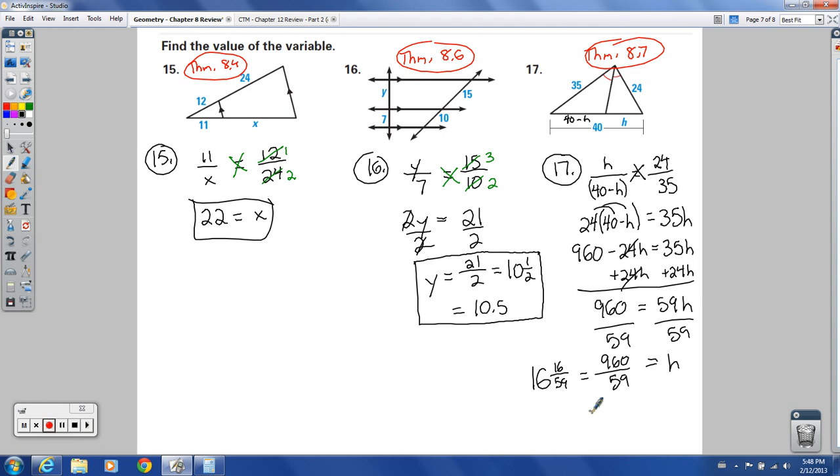If you were to write this as an approximate decimal, let's say we rounded it to 2 spots, that would be about 16.27. So that's it for that one.